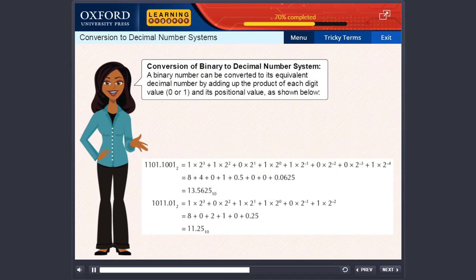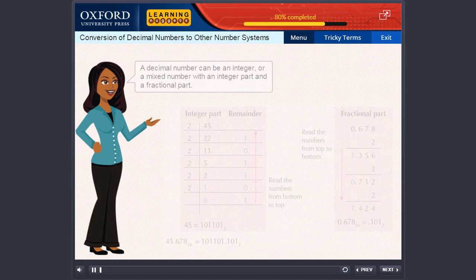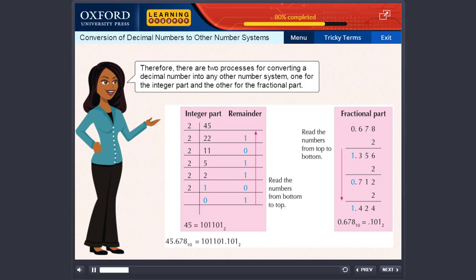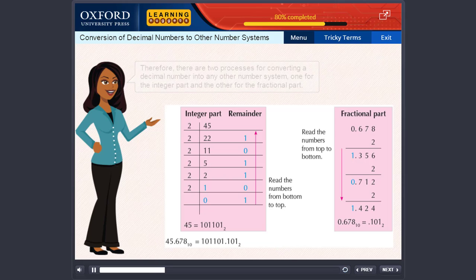Conversion of binary to decimal number system. A binary number can be converted to its equivalent decimal number by adding up the product of each digit value, 0 or 1, and its positional value as shown below. A decimal number can be an integer or a mixed number with an integer part and a fractional part. Therefore, there are 2 processes for converting a decimal number into any other number system, one for the integer part and the other for the fractional part.